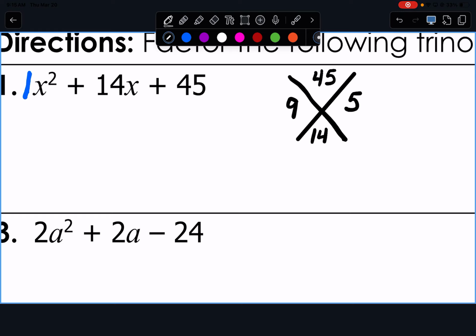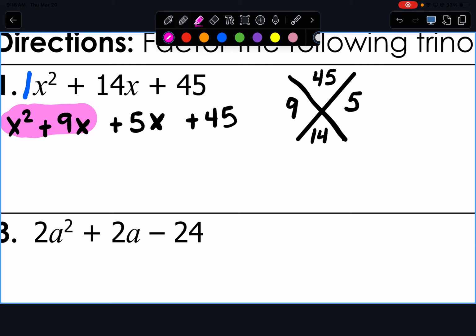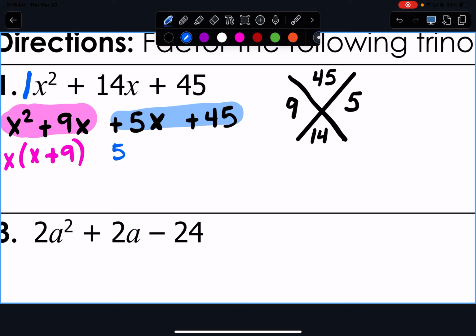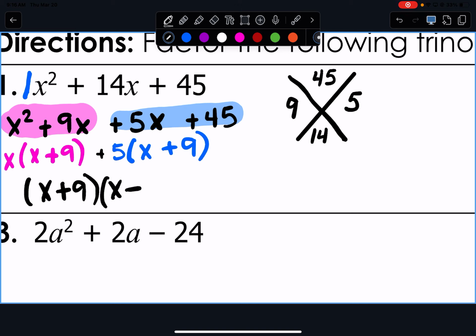All right. Now, we're going to do this like normal. So we have 1x squared, or just x squared, plus 9x plus 5x plus 45. We group it. First two, what is our GCF? X. And what will that leave us with? Okay, for the second half, what is our GCF? Okay, so what's the same? What's left over? Plus 5.